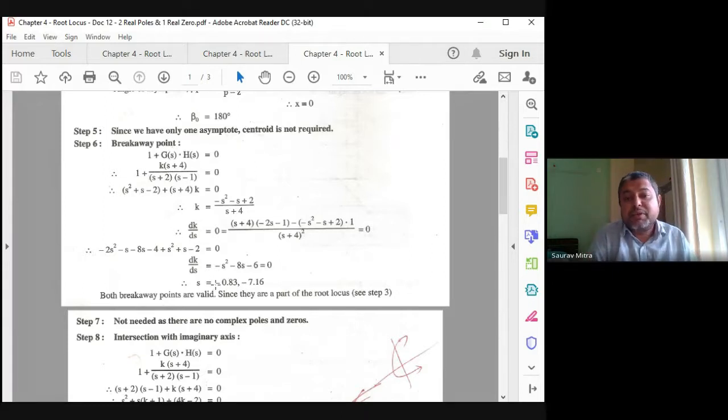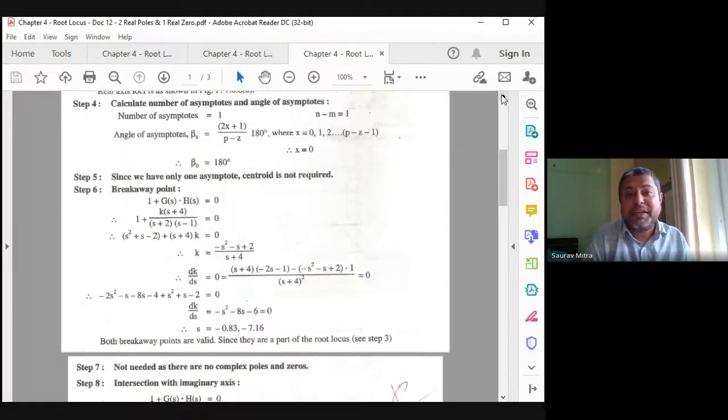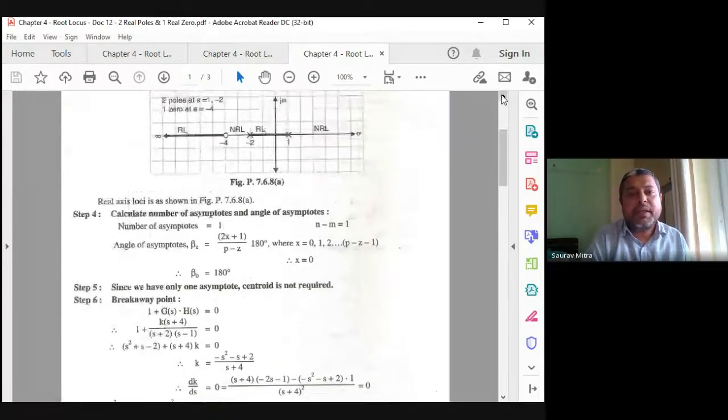One is in between 1 and minus 2. Another will be on the left side of the S plane. And both are valid. So minus 0.83 is also a valid breakaway point. Minus 7.16 is not a breakaway point, but it's a break-in point. And both these points have to be on the real part of the root locus. So just remember the values, minus 0.83 and minus 7.16. Minus 0.83 is between 1 and minus 2. So minus 0.83 is somewhere here.